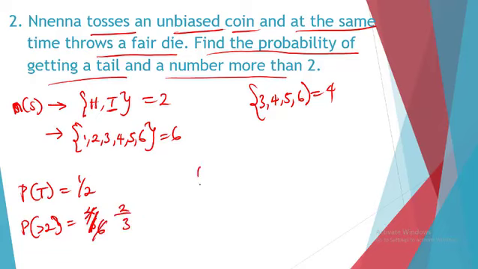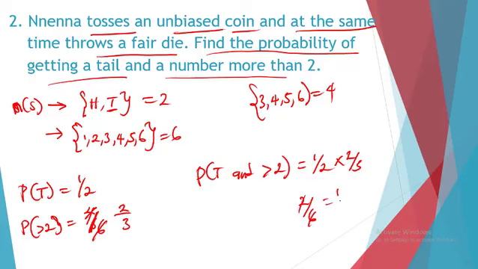Now the probability of obtaining a tail and a number greater than 2 is equal to 1 over 2 times 2 over 3, which will give us 2 over what? 6. 2 here is 1, 2 here is 3, so we have our answer to be what? 1 over 3.